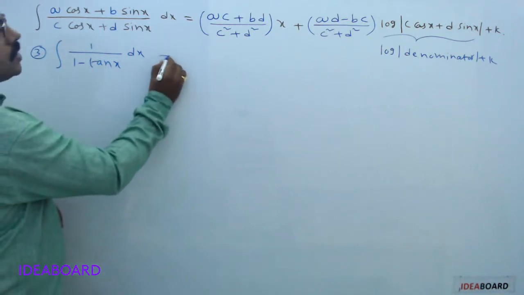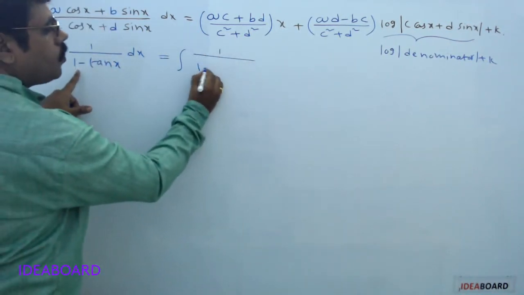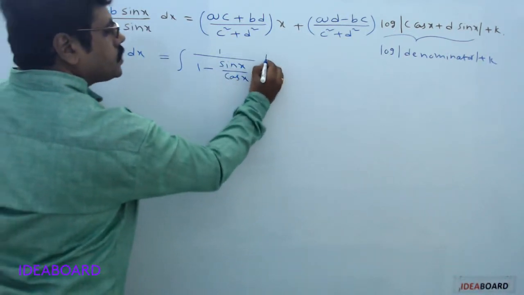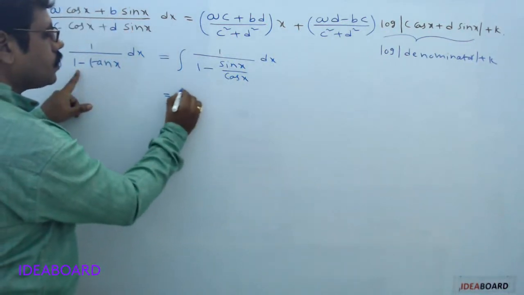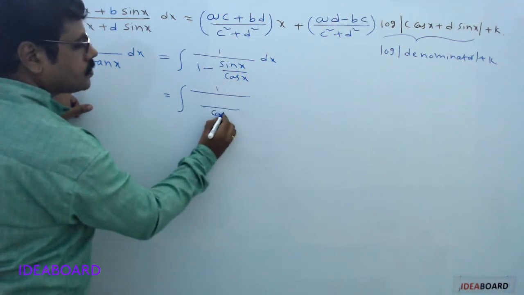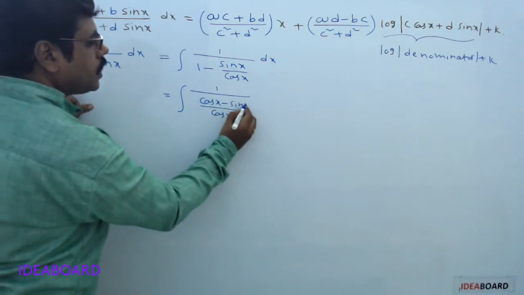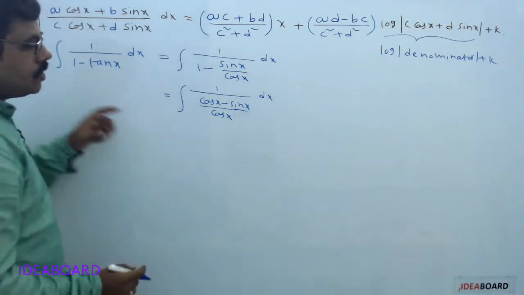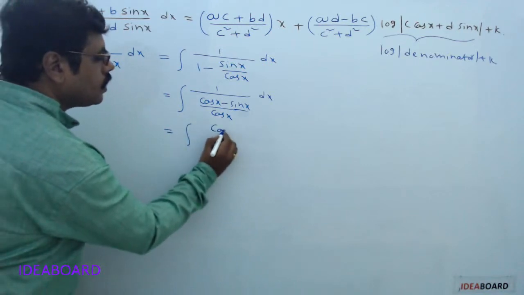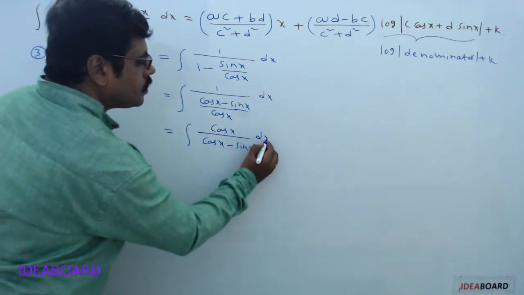Tan x can be taken as sin x divided by cos x. So the integral of 1 divided by 1 minus tan x can be taken as 1 divided by 1 minus sin x divided by cos x dx. Now this is equal to integral 1 divided by, here what is the LCM? Cos x. So this is 1 into cos x minus sin x dx. Now this cos x will be transferred to the numerator. This is integral cos x divided by cos x minus sin x dx.